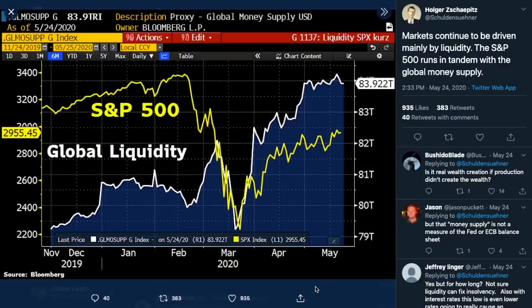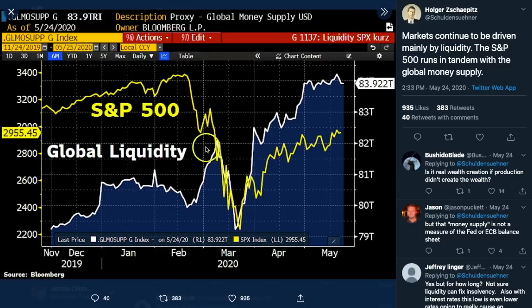All right, so taking a look at this chart, we're looking at a chart of the S&P 500. You can see the performance here in yellow, and then we're looking at global liquidity, and you can see that the S&P is following the global liquidity supply completely. Now, I don't have access to this data feed. This is off of a Bloomberg terminal. You can see the source here is Bloomberg, and the data feed over here. I don't have access to that.